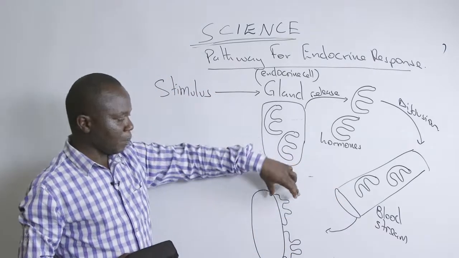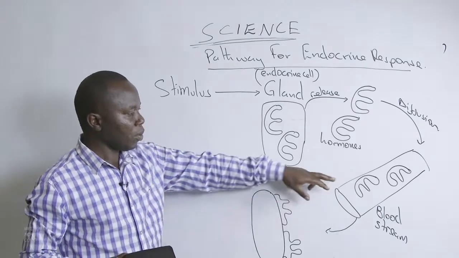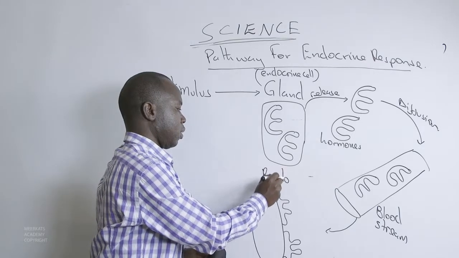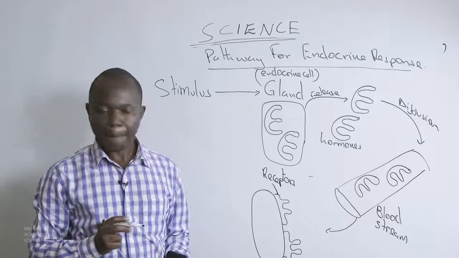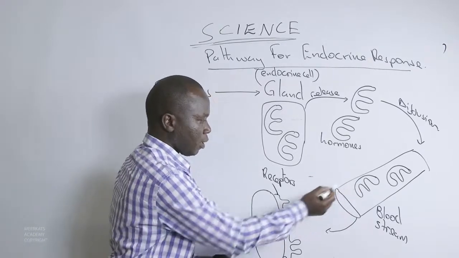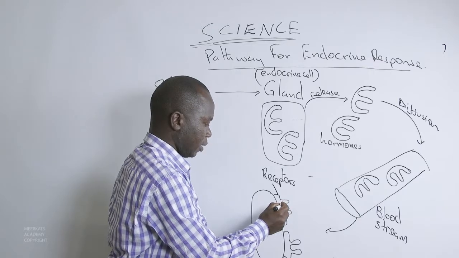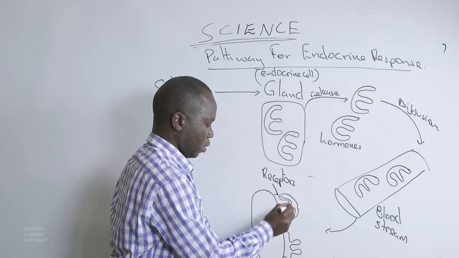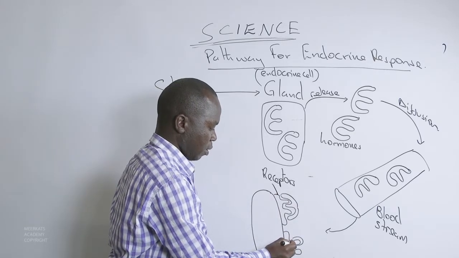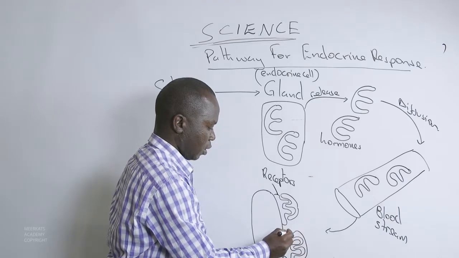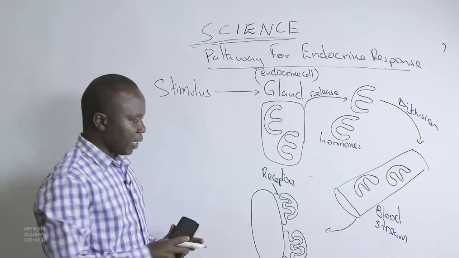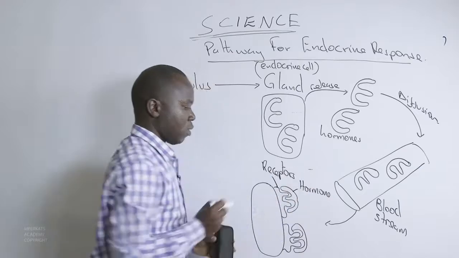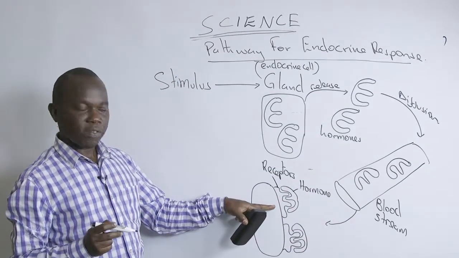Those receptors are supposed to be compatible with the hormones. So what will happen? That hormone is going to bind at that point. And that hormone, another one, binds at that end. When the hormone binds on the receptor, hormones are binding on the receptor of the target cell.